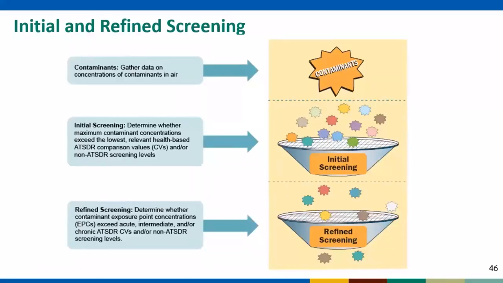After the initial screen, there were too many chemicals to evaluate, so I added a refined screening step to determine whether the maximum chemical levels were at or exceeded short-term CVs and whether the mean levels exceeded long-term CVs. And that brought the number of contaminants I was evaluating at the site to a more manageable number. For this site, I had more than 55 tables in an appendix that presented the results of both the initial and refined screening process.